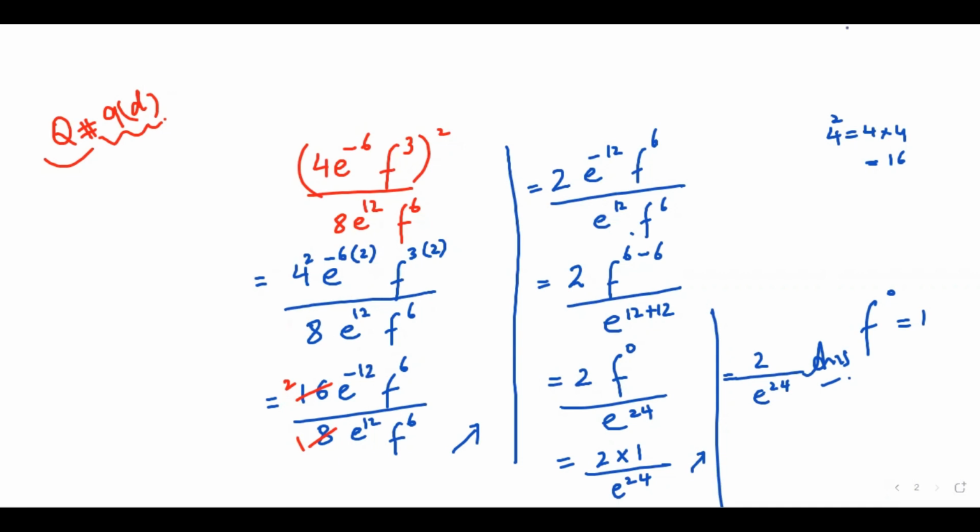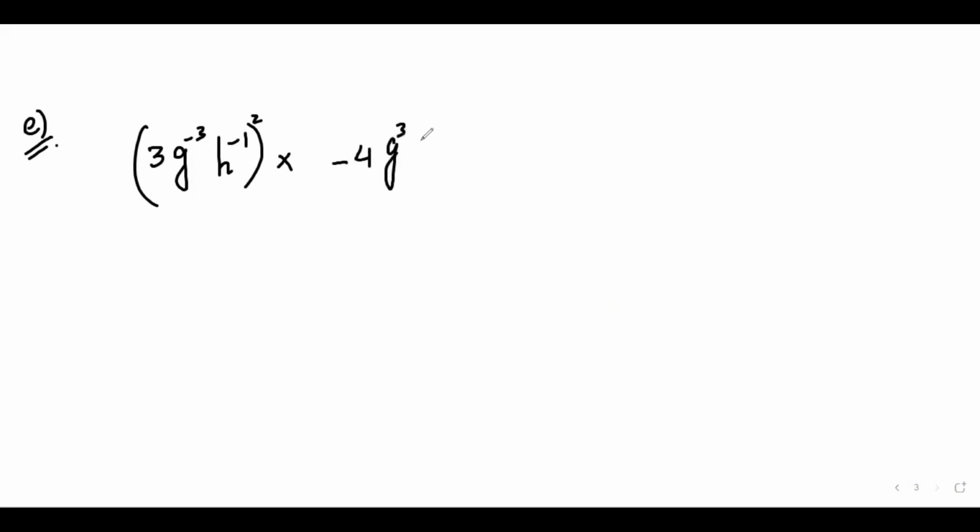Okay. Now the next part, that is the E part. E part of question 9. E part is (3g^-3 h^-1 / -4g^3 h^-2) raised to power 2. You can also verify this question, because I gave all the parts of question 9 as homework. So you can also verify these questions by your class register, okay?